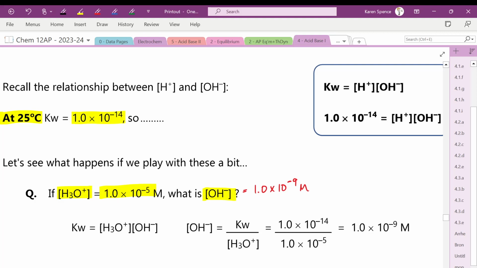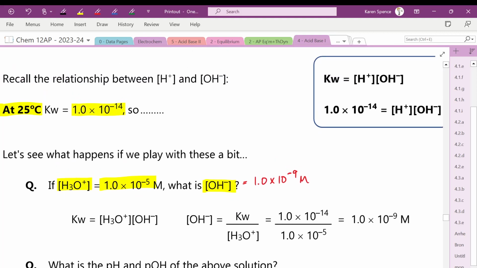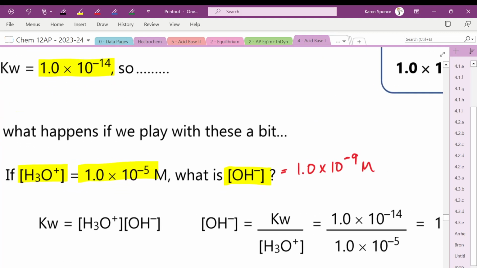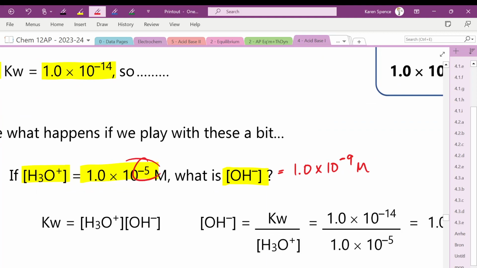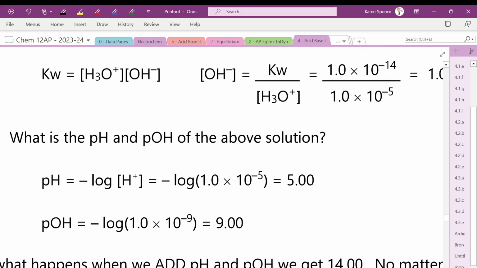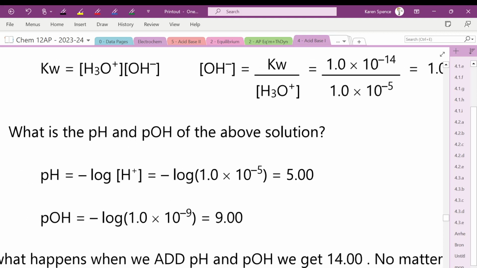All right. What is the pH and pOH? What is the pH of this solution? Hydrogen is 1 times 10 to the negative 5. The pH would be not negative 5, but positive 5. And what would the pOH be? 9. Okay, 5 and 9. And actually, if you look at this, we've gone with the sig figs, because remember, we have 2 sig figs, 2 sig figs, 2 sig figs, 2 sig figs.